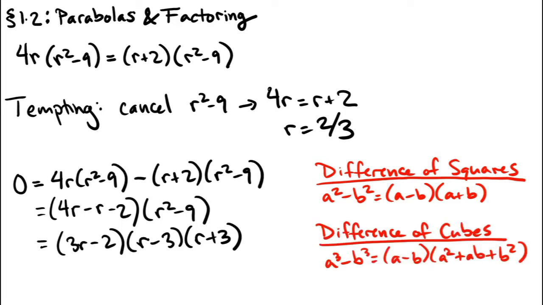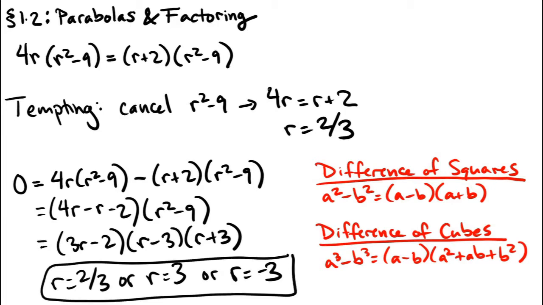We used the difference of squares here to reduce down to 3 linear factors, and since 0 equals their product, then we know one of them equals 0. So either r is 2/3, or r is 3, or r is minus 3. So there are 3 solutions, not just that one solution we got by hastily canceling out r squared minus 9.